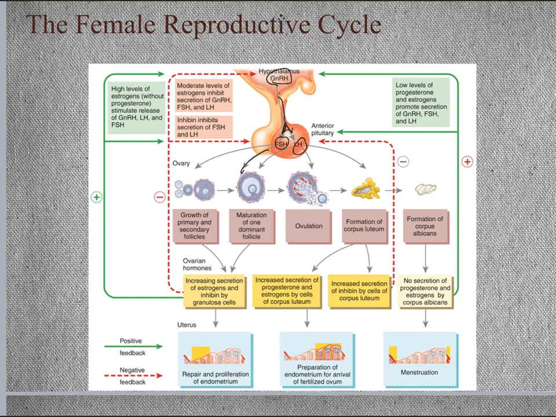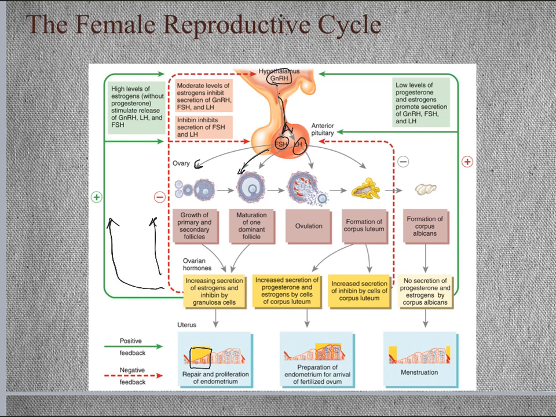FSH communicates with our primary follicle and secondary follicle, allowing that follicle to mature into one dominant follicle. This increasing secretion of estrogens is also, and inhibition by those granulosal cells, is occurring right here in that secretory phase. Now, the positive feedback loop to this process is high levels of estrogen, again without progesterone, stimulate the release of gonadotropic releasing hormone, luteinizing hormone, and follicle stimulating hormone.